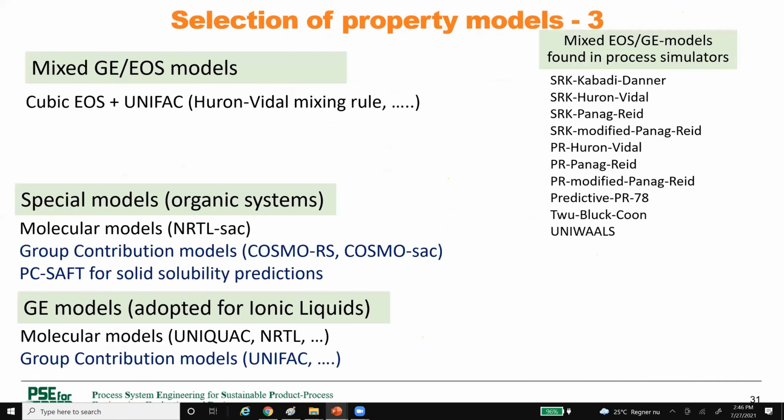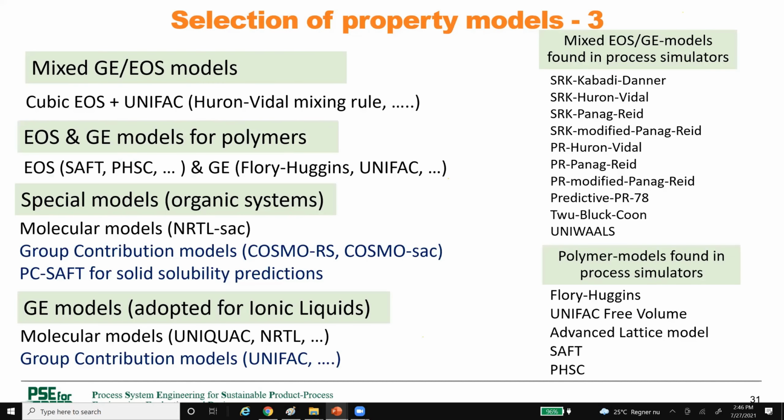Then let's look at the mixed models. That is now the equation of state and the GE model will be mixed together to calculate the fugacity coefficient. And there are lots of models like that. And then there are special models like NRTL-SAC or Polymer. I will also not go into the Polymer, but I will go into the NRTL-SAC very briefly, and the COSMO-RS also very briefly.